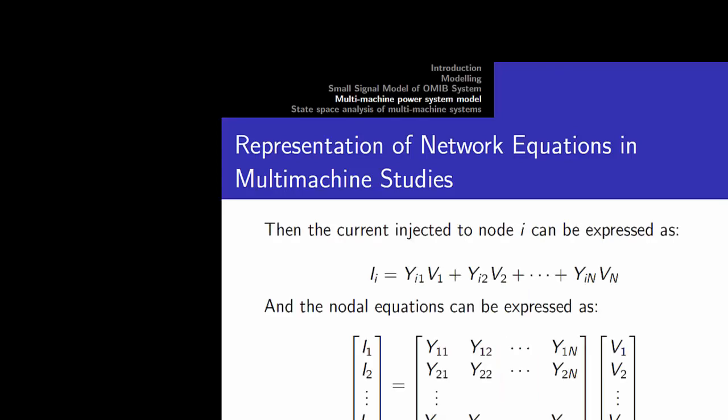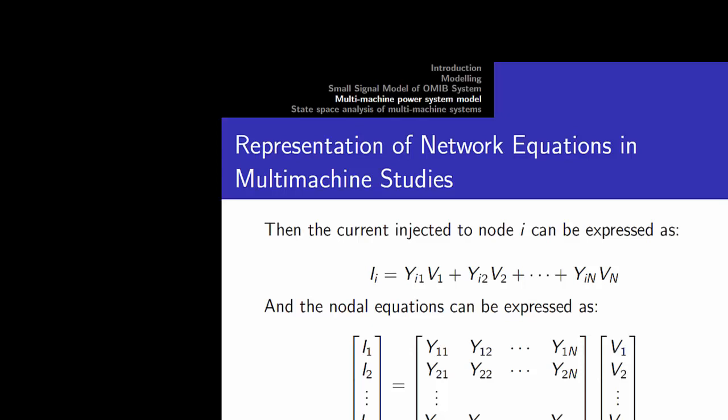Now with this notation we can write nodal equations for the network as shown in this slide. We have on the left hand side a column vector of currents injected to all the nodes, then the admittance matrix times the voltage vector. Now keep in mind that every element of this admittance matrix is a 2 by 2 matrix, and every element of the column vectors, current vector and voltage vector, are 2 by 1 columns.